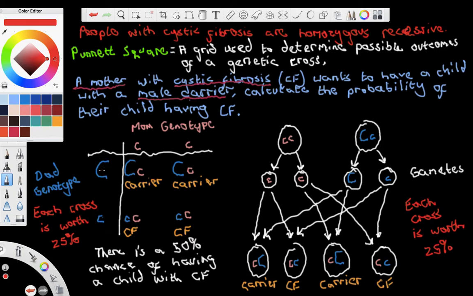Dad is a carrier, so he has one dominant allele, one lowercase allele. Mom has cystic fibrosis, so she has two lowercase alleles. We would then do the rows and then write in the columns. From doing this cross, it tells us that they have a 50% chance of having a child that is a carrier and a 50% chance of a child that has cystic fibrosis, as each cross is worth 25%.